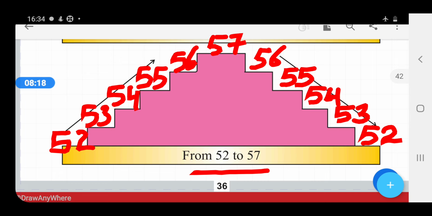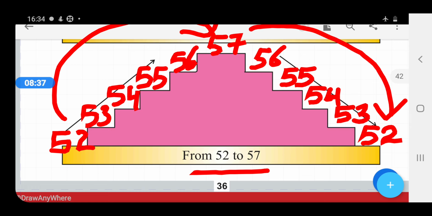and these numbers are in ascending order because we have arranged the numbers from smaller to greater, and the right side numbers are in descending order because here we have arranged the numbers from greater to smaller.